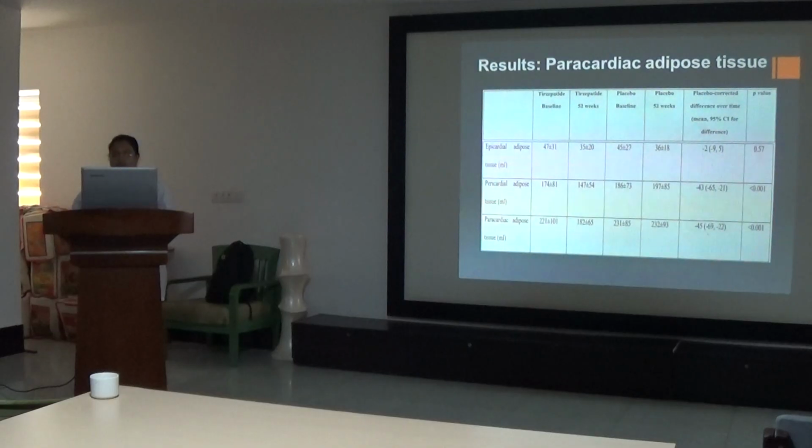Third was paracardiac adipose tissue. It showed a reduction of around 45%. So this was the second point that was significant. Epicardial tissue as such did not show much difference. Pericardial adipose tissue showed a 43% reduction, which, combined as paracardiac adipose tissue, showed a 45% reduction.